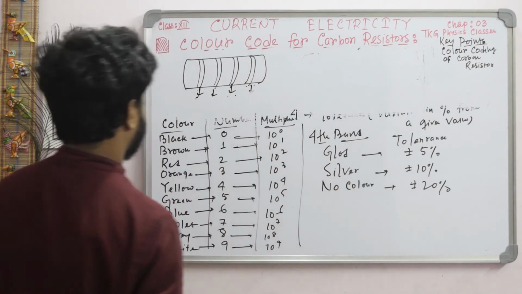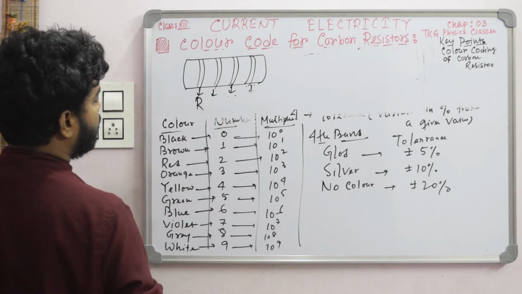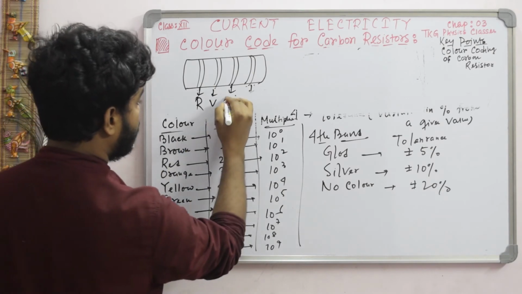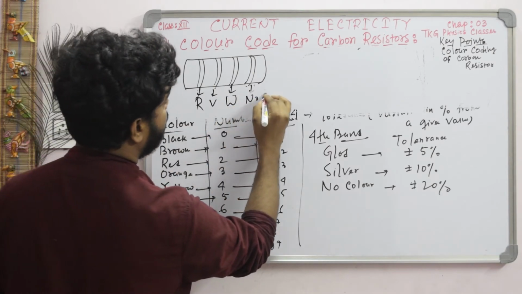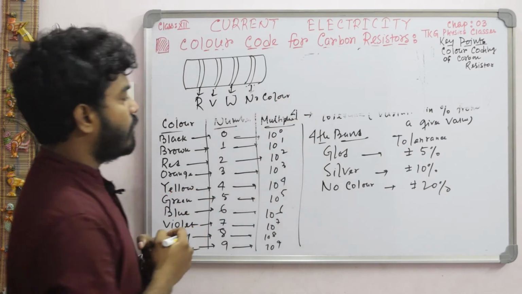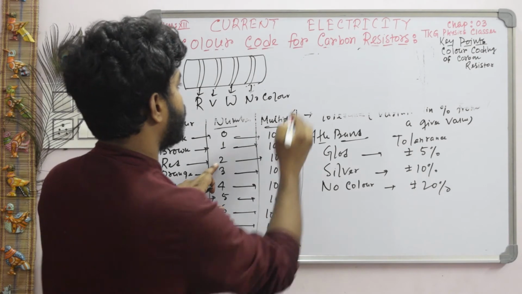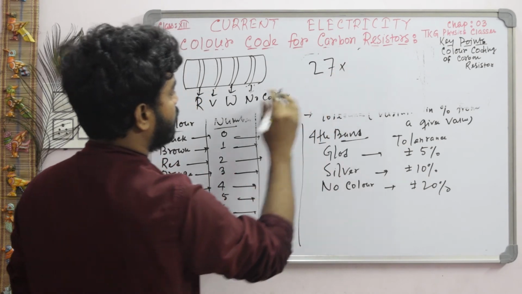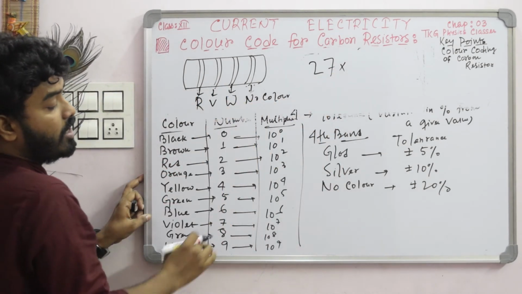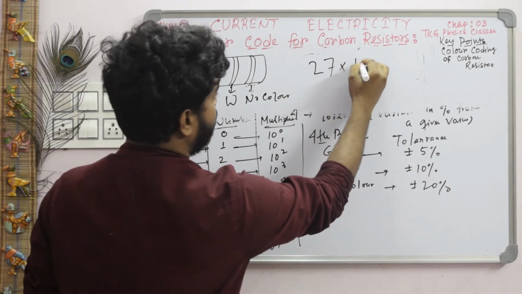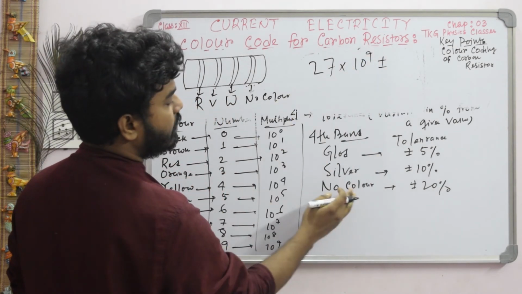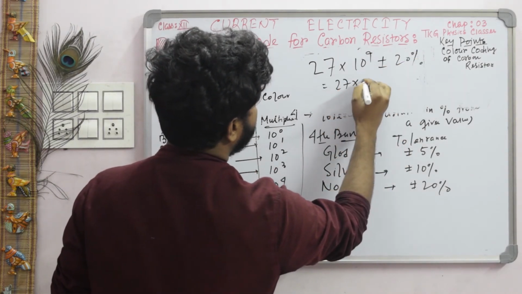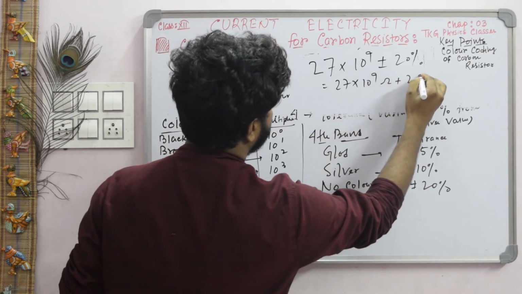Suppose the first band is red, the second is violet, the third is white, and for the fourth band there is no color, just the band. You know the formula: for red the value is 2, for violet it is 7. For the third band, white, you have to use the multiplier, that is 10 to the power 9. For the tolerance, there is no color, that means the tolerance is a maximum of 20%. So the value is 27 into 10 to the power 9 ohm plus or minus 20%.